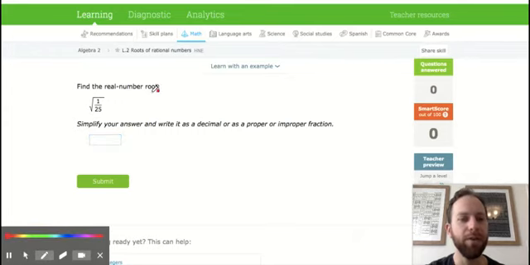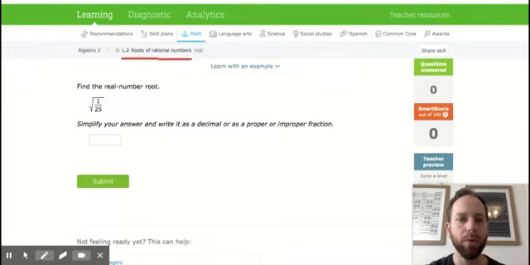Hello, this video is going to be on IXL Algebra 2 topic L2, roots of rational numbers. So we're going to find the real number roots of the square root of 1 divided by 25. When we're finding the root of this, you can think of it as finding the square root of 1, and then on bottom, the square root of 25.